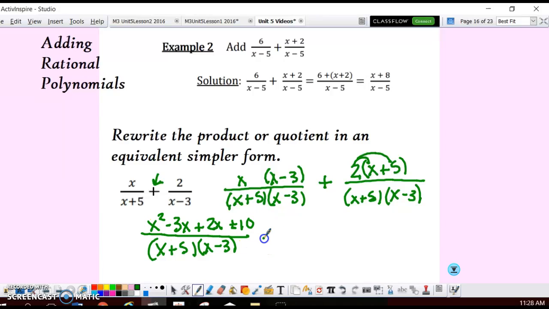So if I combine like terms on the top, I have x squared minus x plus 10 all over my common denominator of x plus 5 times x minus 3. We should check if this would factor, but I happen to know it doesn't because it could reduce at times. But 5 times 2 is 10, and 1 times 10 is 10, and that could never make a negative 1, so I know we're done, and that would be my final answer.